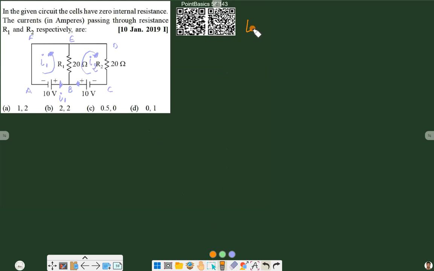So for loop A, B, E, F, A. As current is flowing from positive to negative, for R1, as current is entering from below, the bottom point will be positive and the top point will be negative. And in R1 we have I1 plus I2, because both currents are entering from below and leaving from the top. So for R1 both currents are in the same direction.